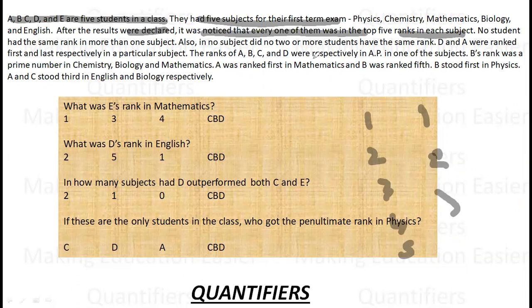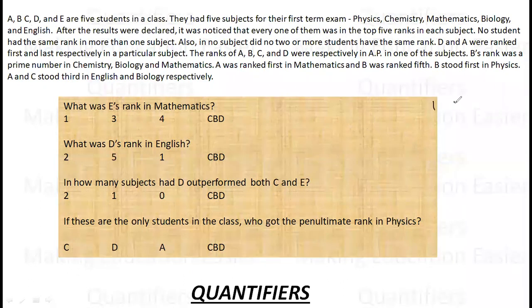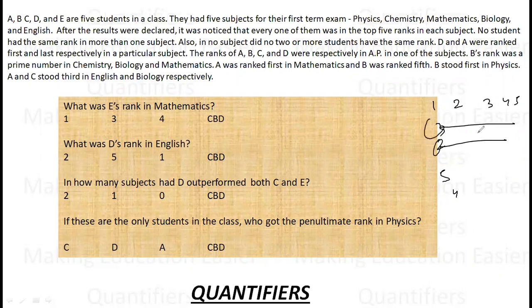No student had the same rank in more than one subject. So if one student has 1 here, it can be 2 here, 3 here, 4 here, 5 here, something like this, but it cannot repeat a 1. Further, in no subject did 2 or more students have the same rank, obviously. So if 3 is here, 3 cannot be here. So see, it is a Sudoku type of thing. When I say Sudoku type of thing, 1, 2, 3, 4, 5, and then 1, 2, 3, 4, 5, and then if 2 is here, 2 cannot be here, 3 is here, 3 cannot be here, and so on and so forth.